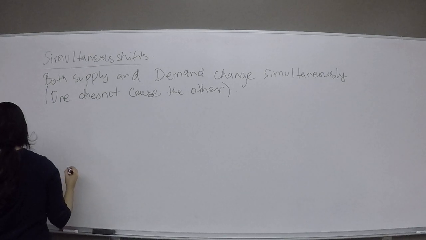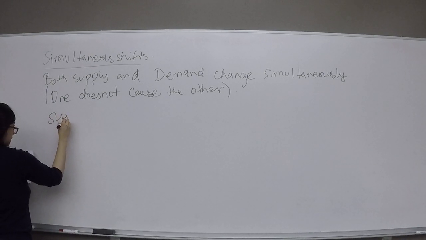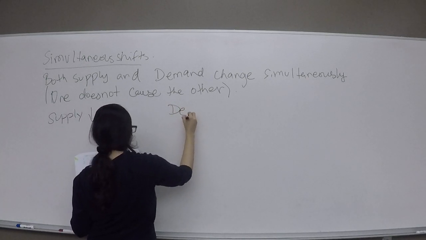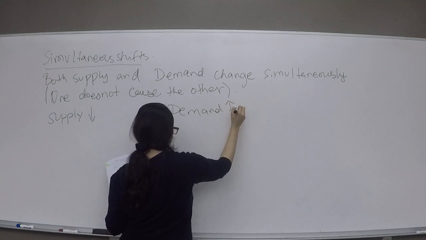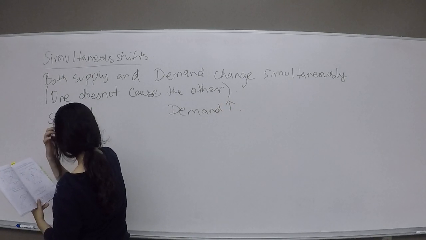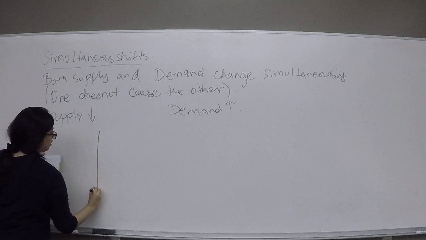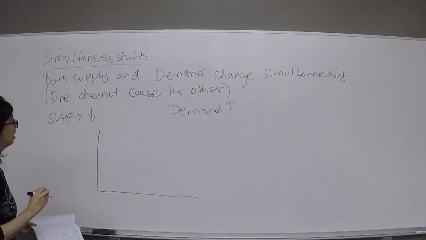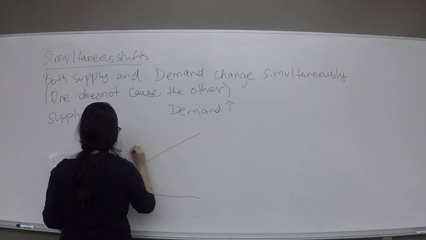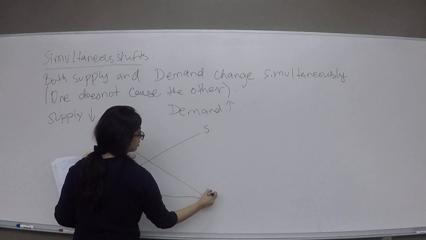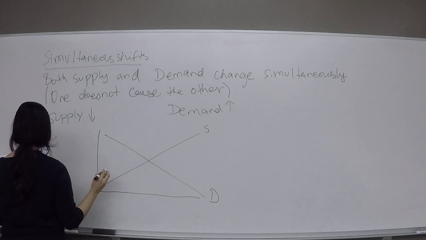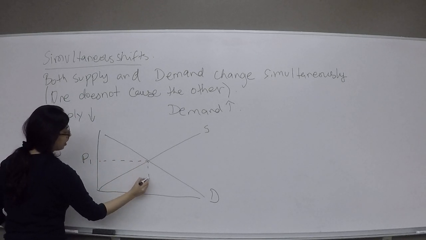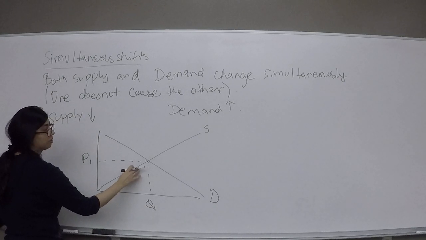So what happens if, let's say, supply decreases and demand increases at the same time? So let's draw our market, and we're talking about any product right now, it doesn't matter what. Your initial market, your supply, your demand, your initial P1, Q1, your initial equilibrium.